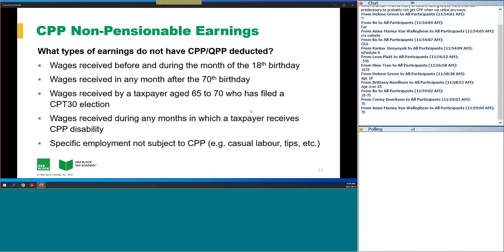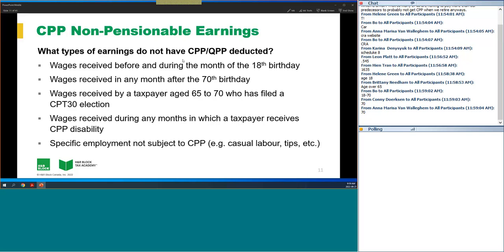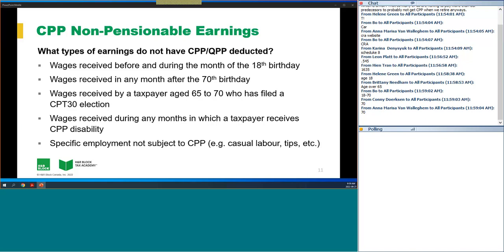If you're on CPP disability, if you're receiving CPP income because of a disability, you do not contribute to CPP in that period of time. And then there's some specific employment where you don't have to pay CPP, like casual labor, like tips. You can choose to pay CPP on them if you want to, but you don't have to. Okay, so for some people, they will not have to pay CPP, and for some people, there will be a part of the year where they don't have to pay CPP.